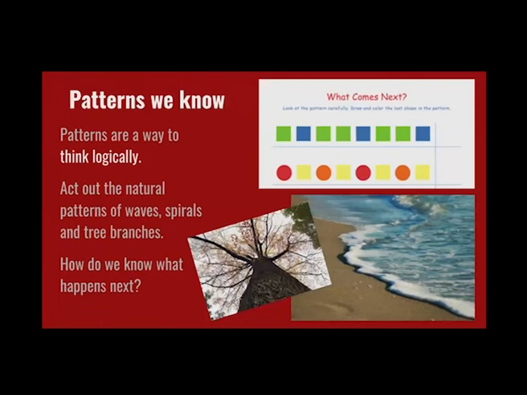Here are patterns we know. And over here on the right, you're going to see this what comes next chart. This is probably how you first learned about patterns when you started at school. We see green square, blue square, green square, green square, blue square, green square, green square, blue square. So logically, that pattern tells us that after that blue square, is probably two green squares. And it's the same thing with the line below. We've got red circle, yellow square, orange circle, yellow square. And the pattern repeats again.